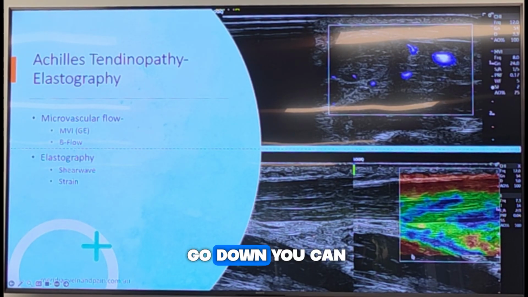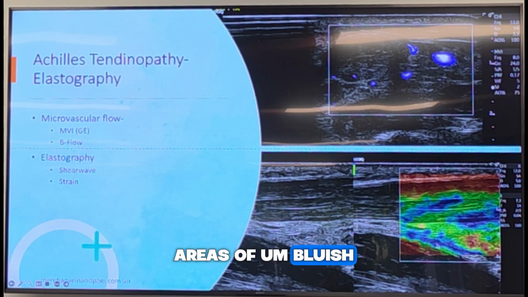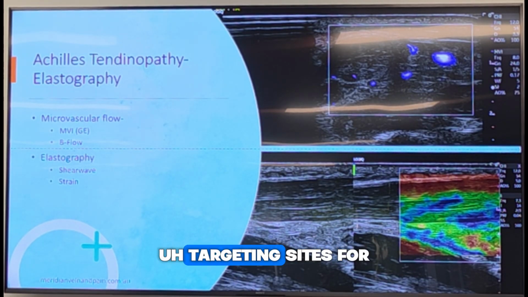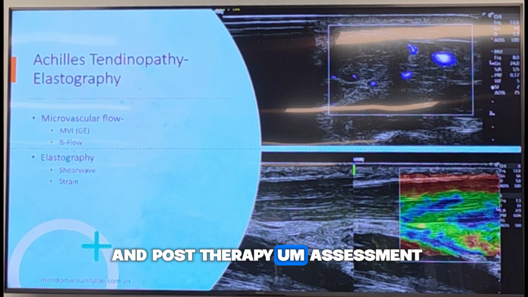Again, as you go down, you can see the red tissue. That's the soleus, okay? And you can see the areas of bluish tinged tissue. That's Kager's fat pad. So to a certain extent, within the tendon, you can identify where all of these things are. So that also can be helpful with regards to not only targeting sites for doing intervention, but also for pre and post therapy assessment.